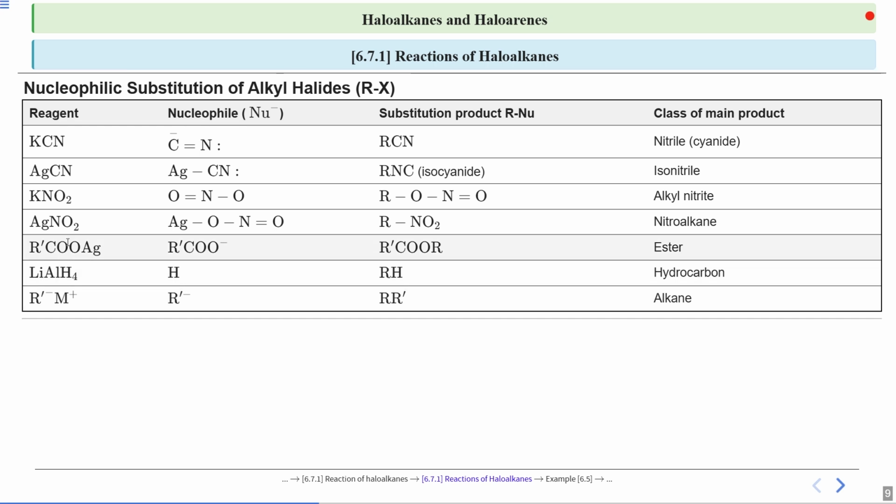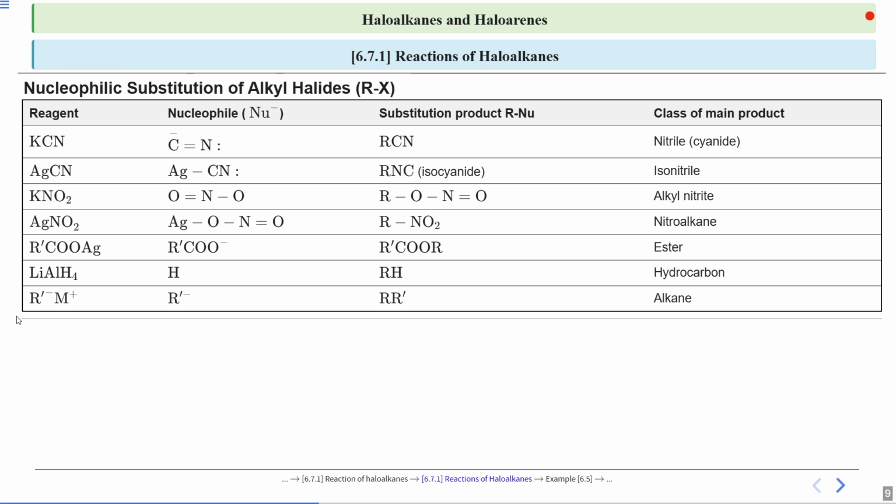For the R prime COOAg reagent, the nucleophile is R prime COO minus, and the substitution product you get is R prime COOR. Okay, so this nucleophile is going to attach to the alkyl group R, and the class of main product you are going to get is ester. Then the reagent is lithium aluminium hydride, which after the substitution, the product you are going to get is an alkane. Okay, so the class of main product is hydrocarbon.